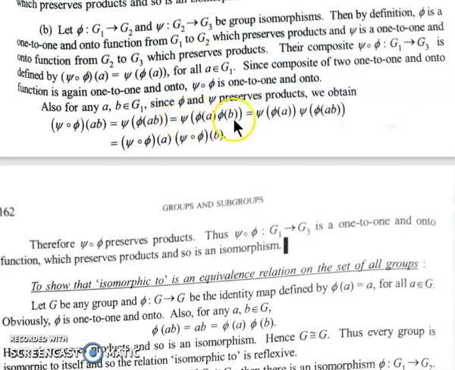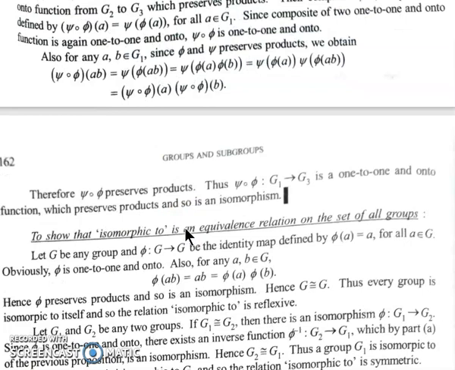Therefore psi of phi of A phi of B is equal to psi of phi of A into psi of phi of B. Now we can write this as psi composition phi of A into psi composition phi of B. Therefore this condition shows that psi composition phi preserves the products. Therefore psi composition phi is an isomorphism. Therefore composition of two isomorphisms is again an isomorphism.